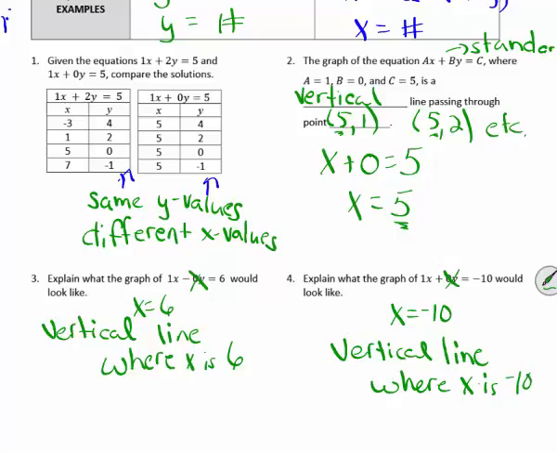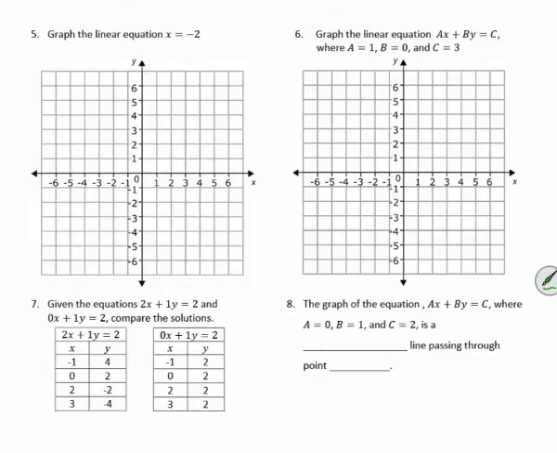All right, so let's take a look at some more examples here. So now I'm going to actually graph these. So graph the linear equation x equals -2. Well, it means wherever x is -2. So this is the point -2, 0, -2, 1, -2, 2, -2, 3, -2, 4, and so on. So we're going to have that nice vertical line where x is -2. All right, graph the linear equation ax plus by equals c, where a is 1, so that's x. B is 0, which means it's not going to be there, so 3. So that means we're going to have a vertical line where x is 3.